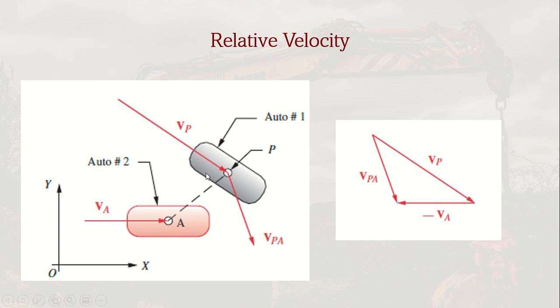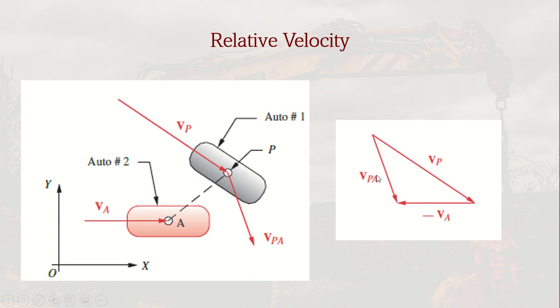So these 2 points are points on different bodies. Say this one is car 1, car 2, and then we have car 1. So the relative velocity is actually the difference of their velocities. As you can see here in this velocity diagram, if you're going to get the velocity difference for different bodies, the velocity of A now will be the negative of its actual velocity. So to get the relative velocity of P with respect to A, for bodies that are not on the same body, we will use the difference.